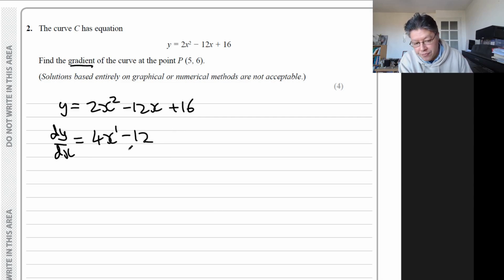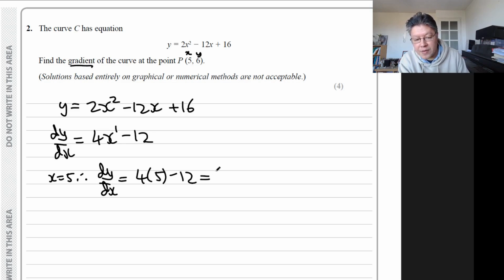And now that we've differentiated, we can plug in x equals 5. So this is our x coordinate, and this is the y coordinate. We're not going to use the 6 in this question, only the 5. So x equals 5. Therefore, we get dy dx equals 4 times 5 minus 12. So that's 20 minus 12 equals 8. And that's the gradient. So the gradient is the same as the derivative.